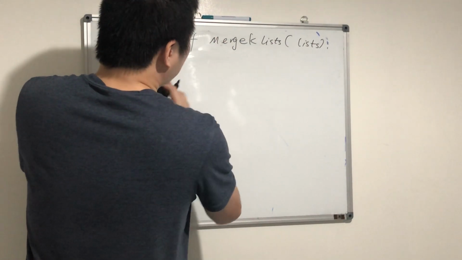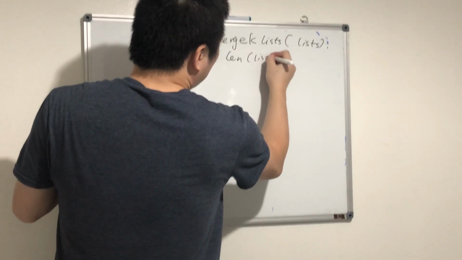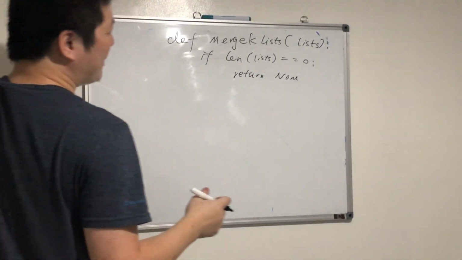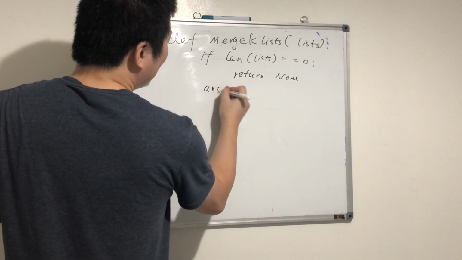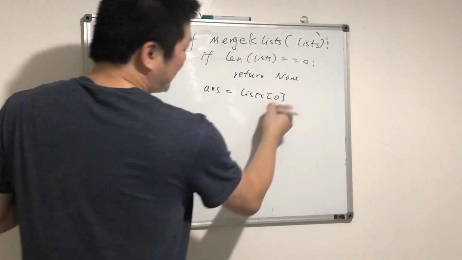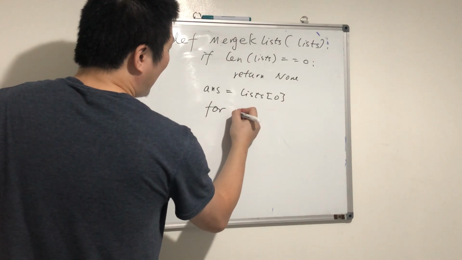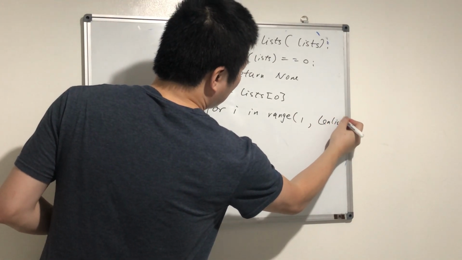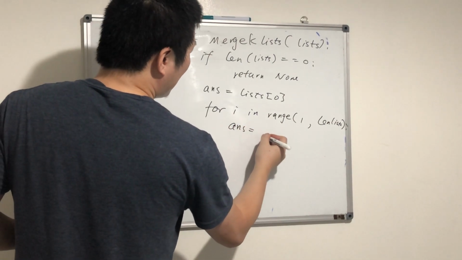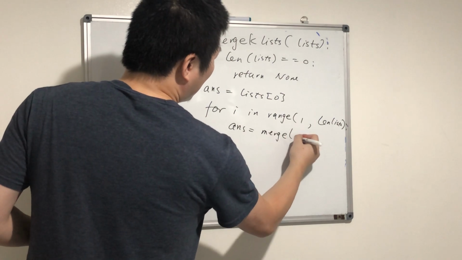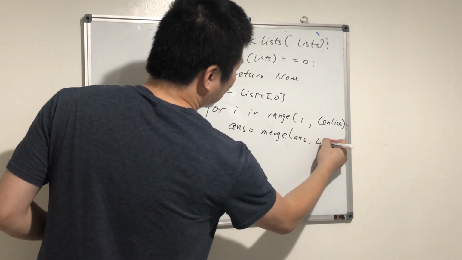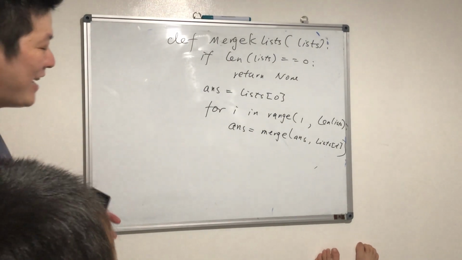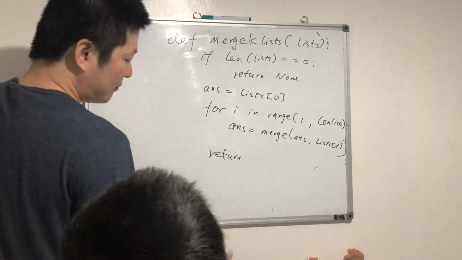If the length of the list is 0, then we return nothing, or return the list, depending on what you want to return. Then we say answer equals list 0, the first linked list. Then for i in range 1 to length of list, answer equals merge answer and list i. We are merging them one by one. Then return the answer.